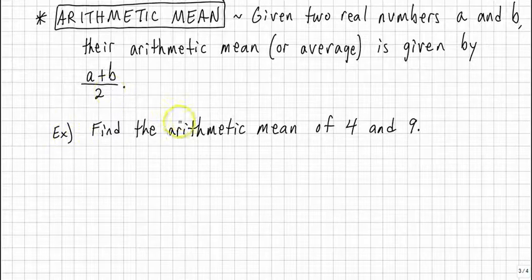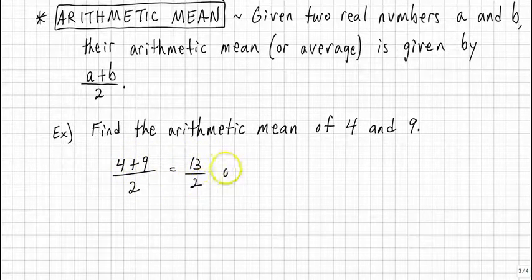So for example, if I ask you to find the arithmetic mean of 4 and 9, well, you just find their average. So 4 plus 9 divided by 2 is 13 halves, or 6 and a half.